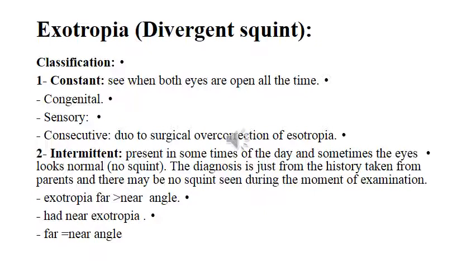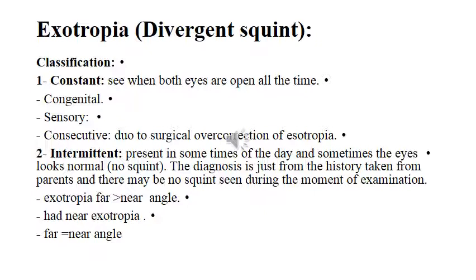Congenital variety is usually the constant type, as we said. It's large angle, no refractive error, but with neurological deficit. The child has some sort of neurological abnormality. Usually present immediately after birth, and it's the constant type. Now discussing the intermittent type.